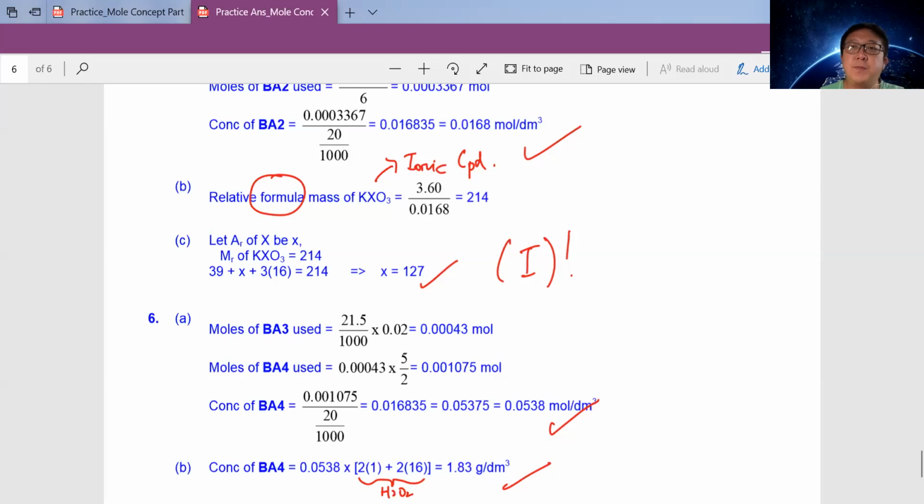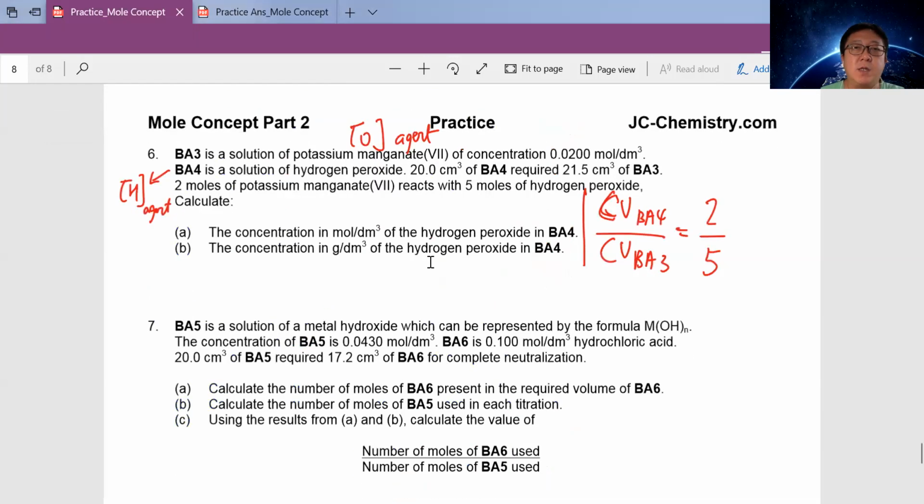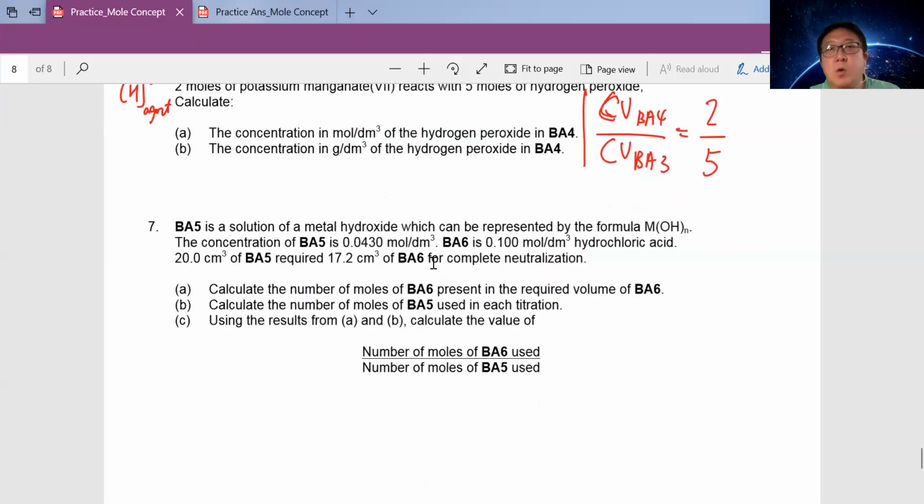Good, happy? You see the light at the end of the tunnel. Last question, question 7. So you are told that this is given by this formula. Then you are given the concentration of BA5, and you're also given the concentration of BA6, which is hydrochloric acid. You are told that they require so much of BA5 to react with BA6. They calculate the number of moles of BA6 represented in the required volume of BA6.